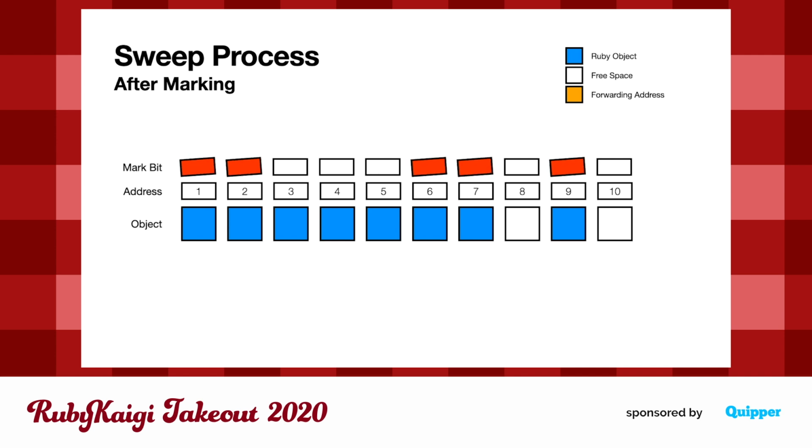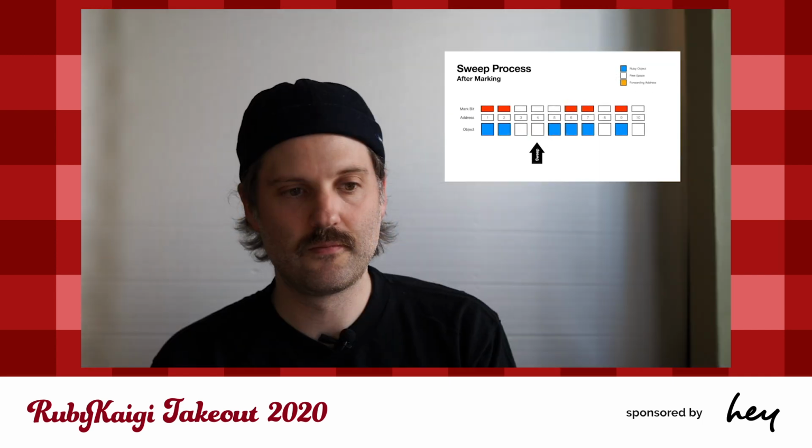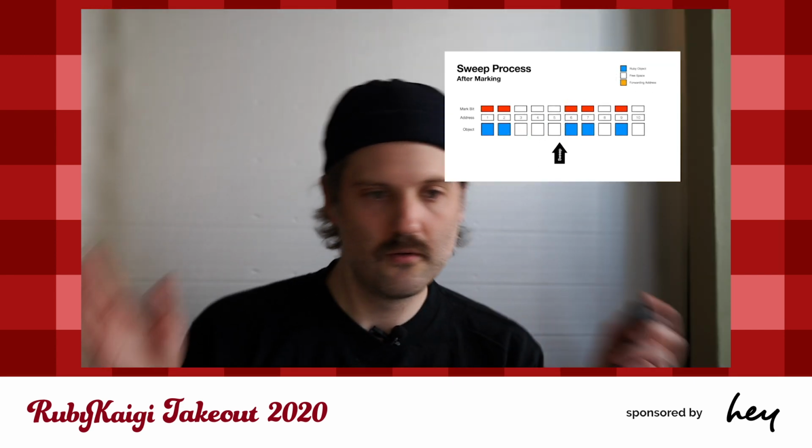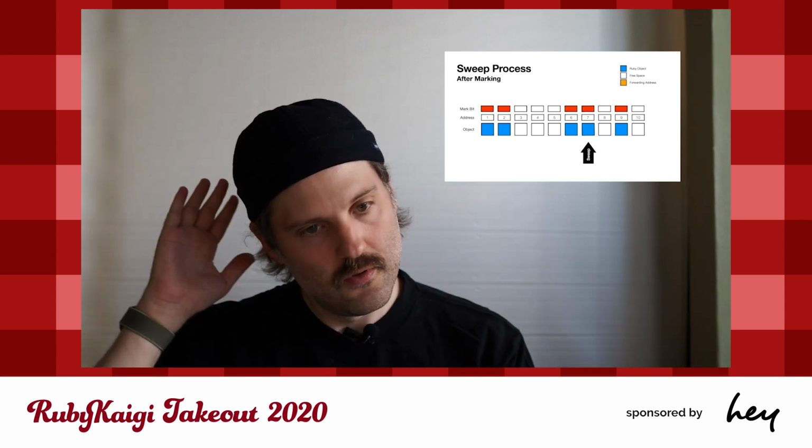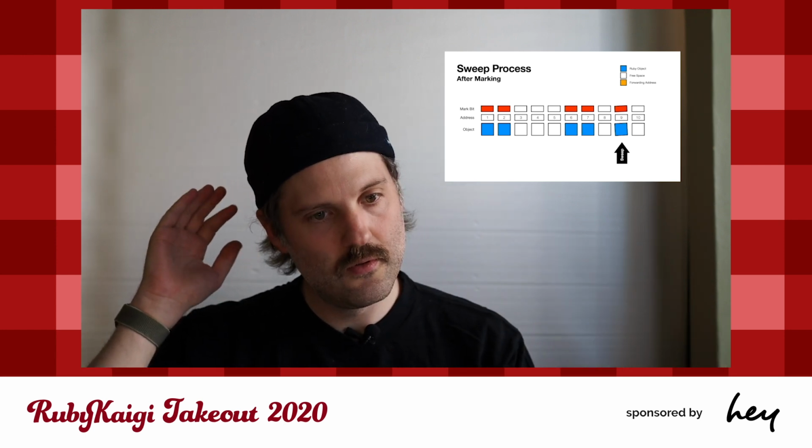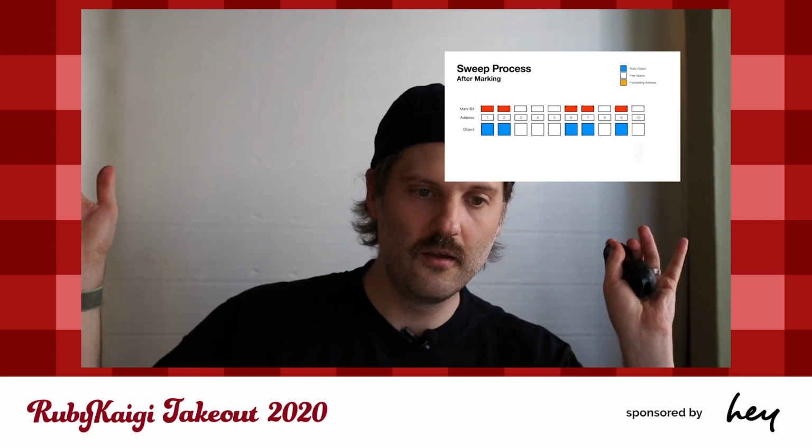I'm not going to explain the marking step, but after the marking step, any objects that we keep will be marked, and any objects that we collect will not be marked. The sweep process looks at each object. If the object is marked, it moves to the next one. If the object isn't marked, it will free the object. Then we repeat this process for all of the objects in the heap.